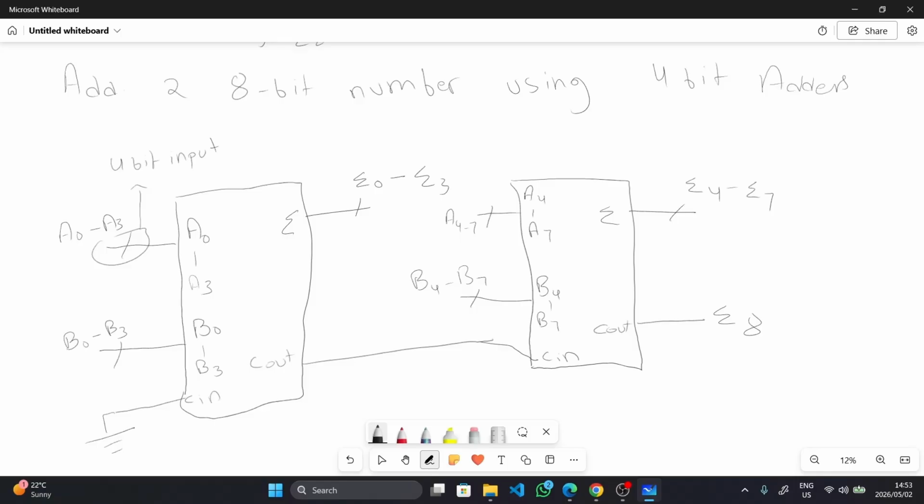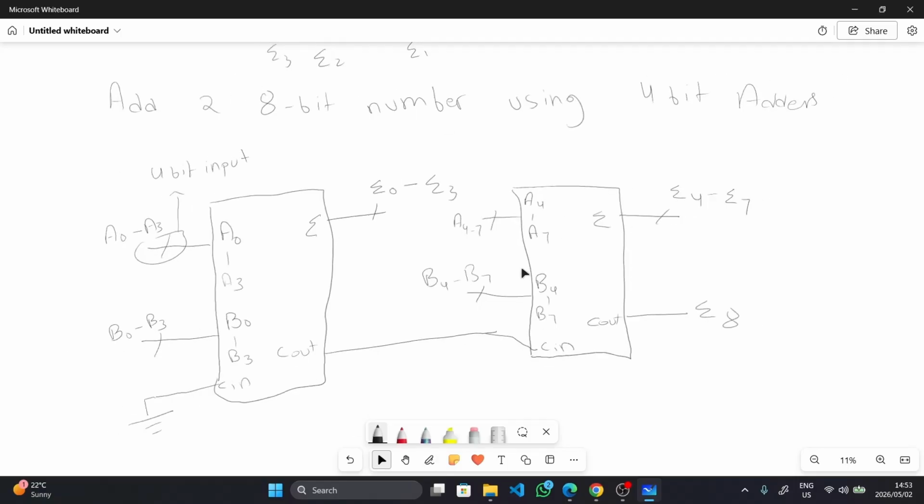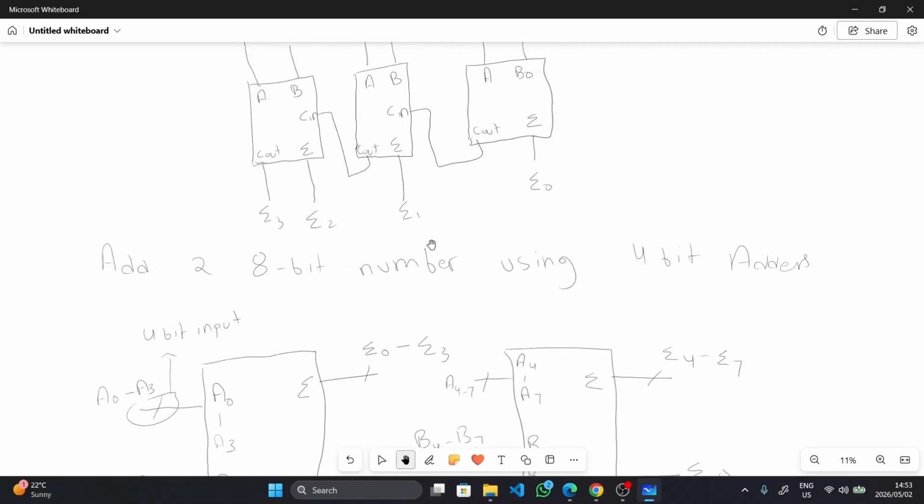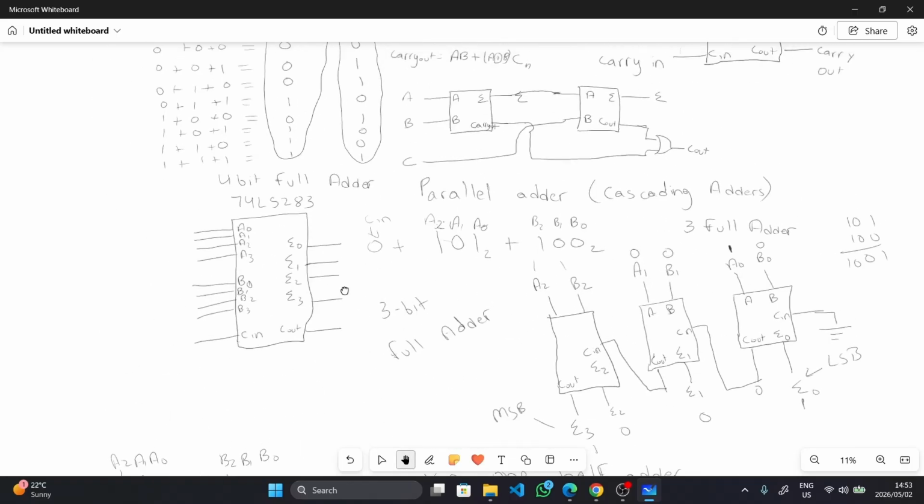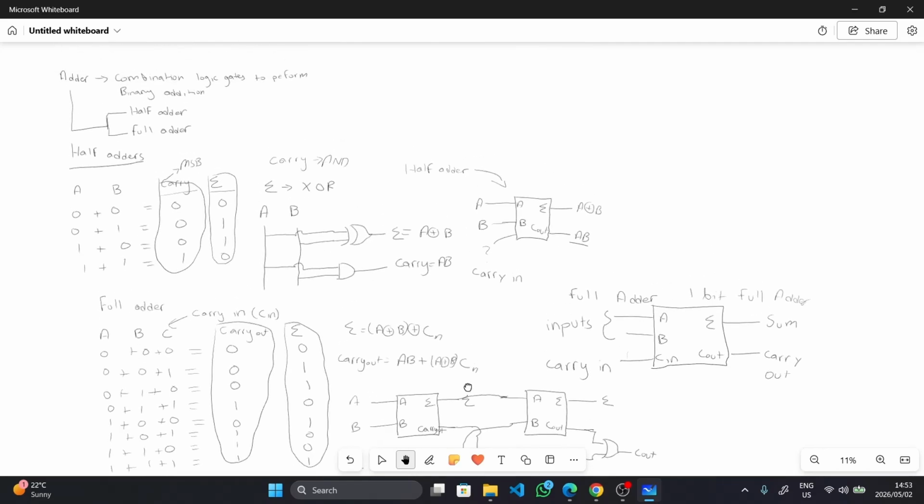Okay. So this was your adder. This was the adders.